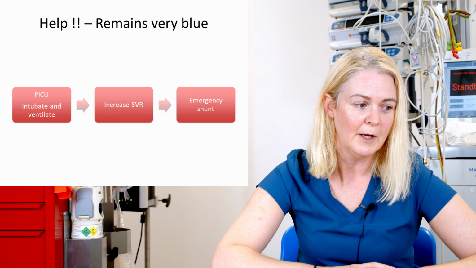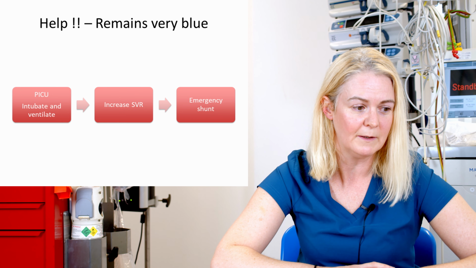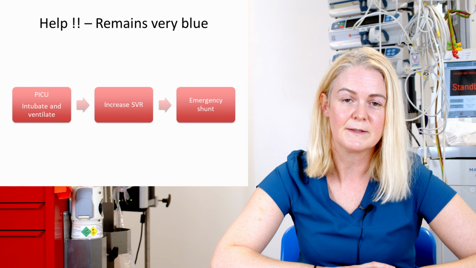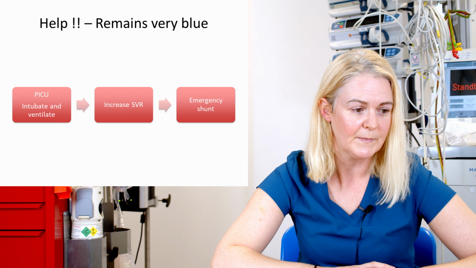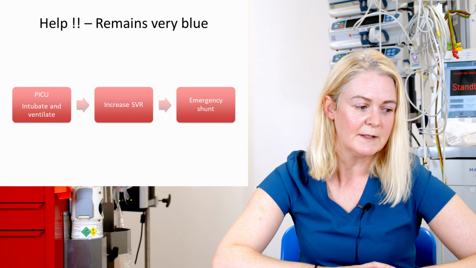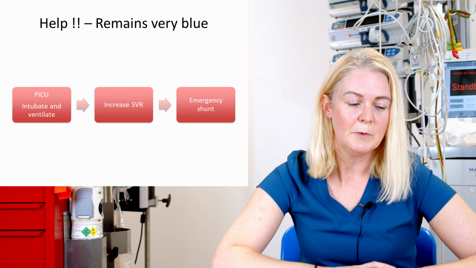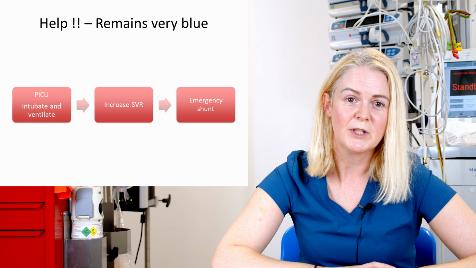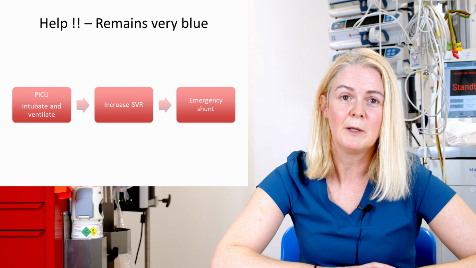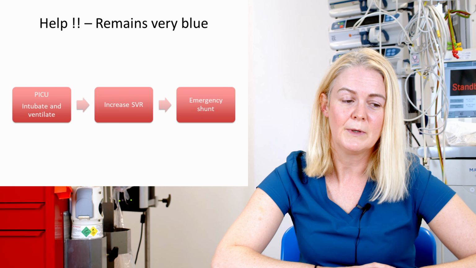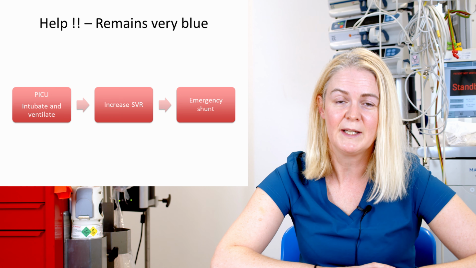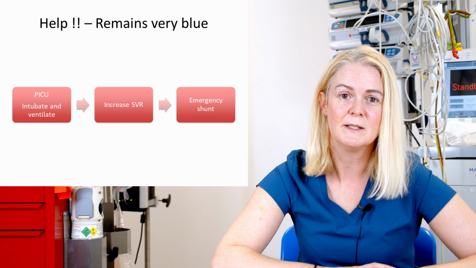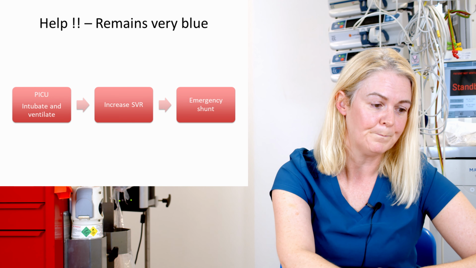So you've got a child who's having a very prolonged spell, remaining very blue, the infundibular spasm hasn't relaxed, and you're struggling to get blood to the lungs. At this point, you may consider intubation and ventilation. You want to increase SVR, so you're going to run some noradrenaline. And this child, honestly, at this point, may well need an emergency shunt. So at that point, you need, again, to be in a place which can perform cardiac surgery as soon as possible. In the meantime, giving supportive care.